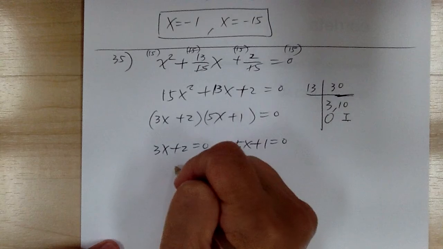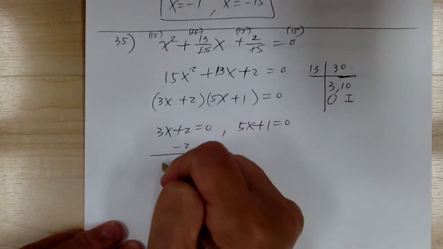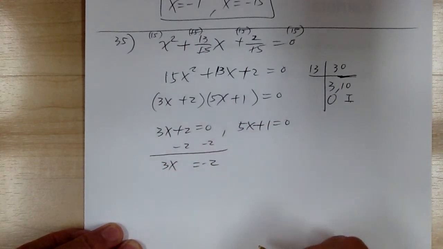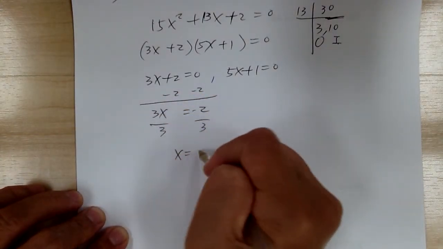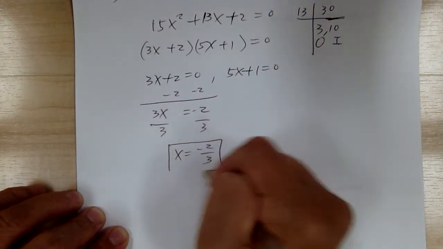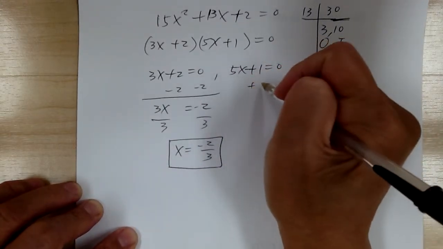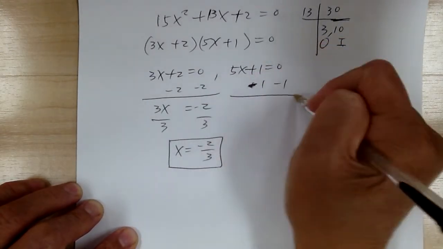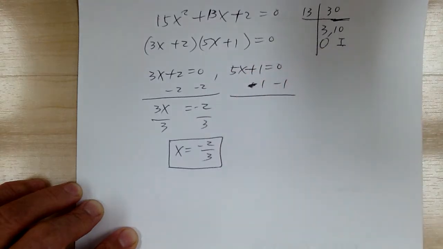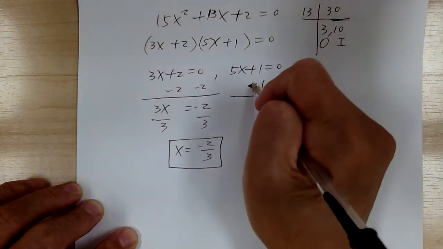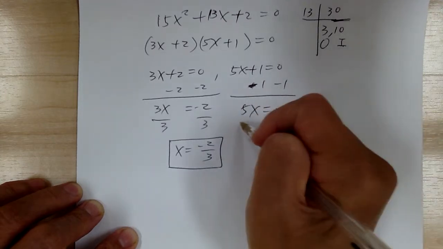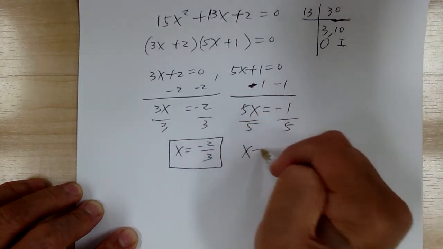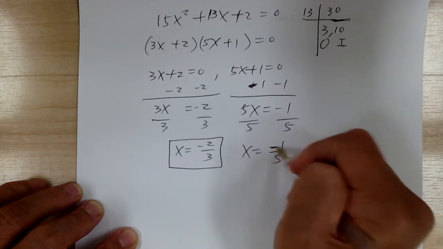And then you go and solve. So minus 2 on each side. So you got 3x equal to negative 2. Divide by 3. So x equal to negative 2 over 3. Over here, you can just minus 1 on both sides. So again, the purpose of writing it out is it helps you to visualize. So if you make a mistake, you can see it very quick. So you got 5x equal to negative 1, divided by 5. So you got x equal to negative 1 over 5.